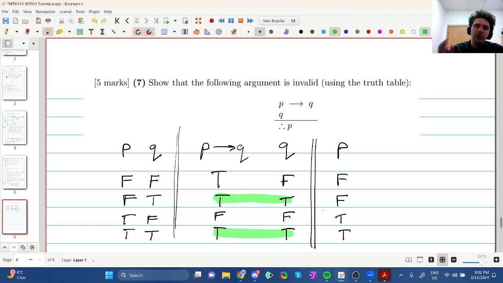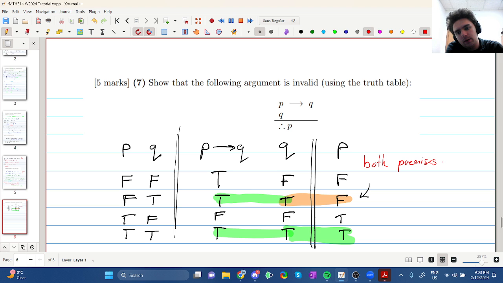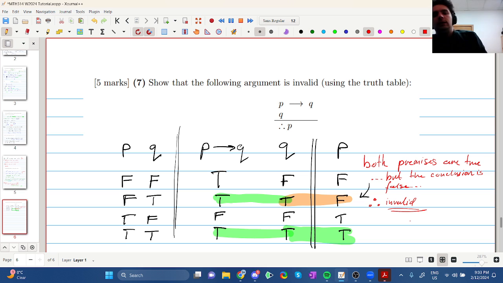And necessarily, if this argument is valid, that means that if both of those premises are true, then the conclusion must be true. That's true down here, but that is not true here. This is the problem right here. So right here, both premises are true, but the conclusion is false. Therefore invalid. And we are done.